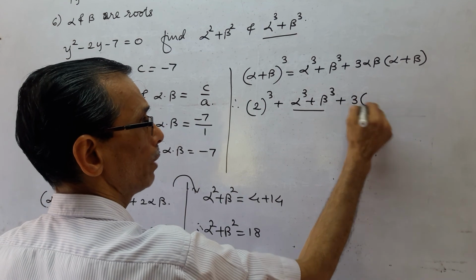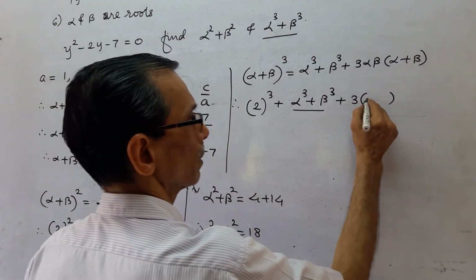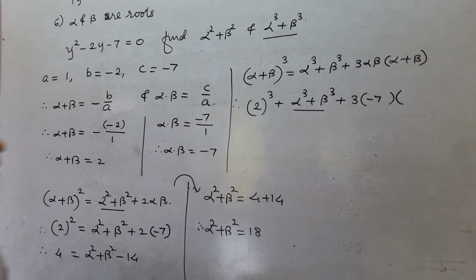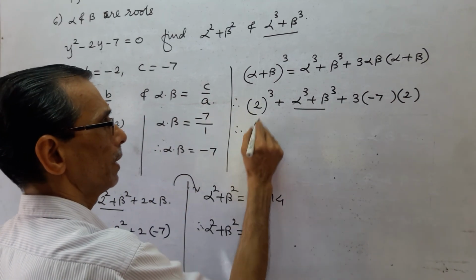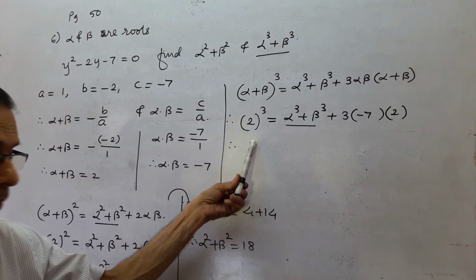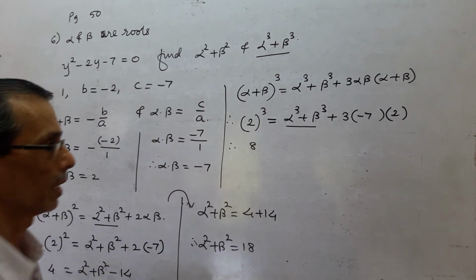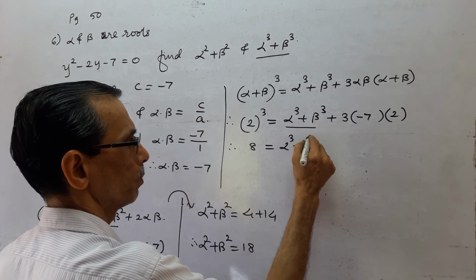Plus 3 alpha into beta, but alpha into beta is minus 7, so write minus 7. And alpha plus beta, again we know is 2, so write 2. We have to find the value of this. So let's simplify. 2 cube is 2 into 2 into 2, so 2 twos are 4, and 4 twos are 8. So it is 8, plus alpha cube plus beta cube.